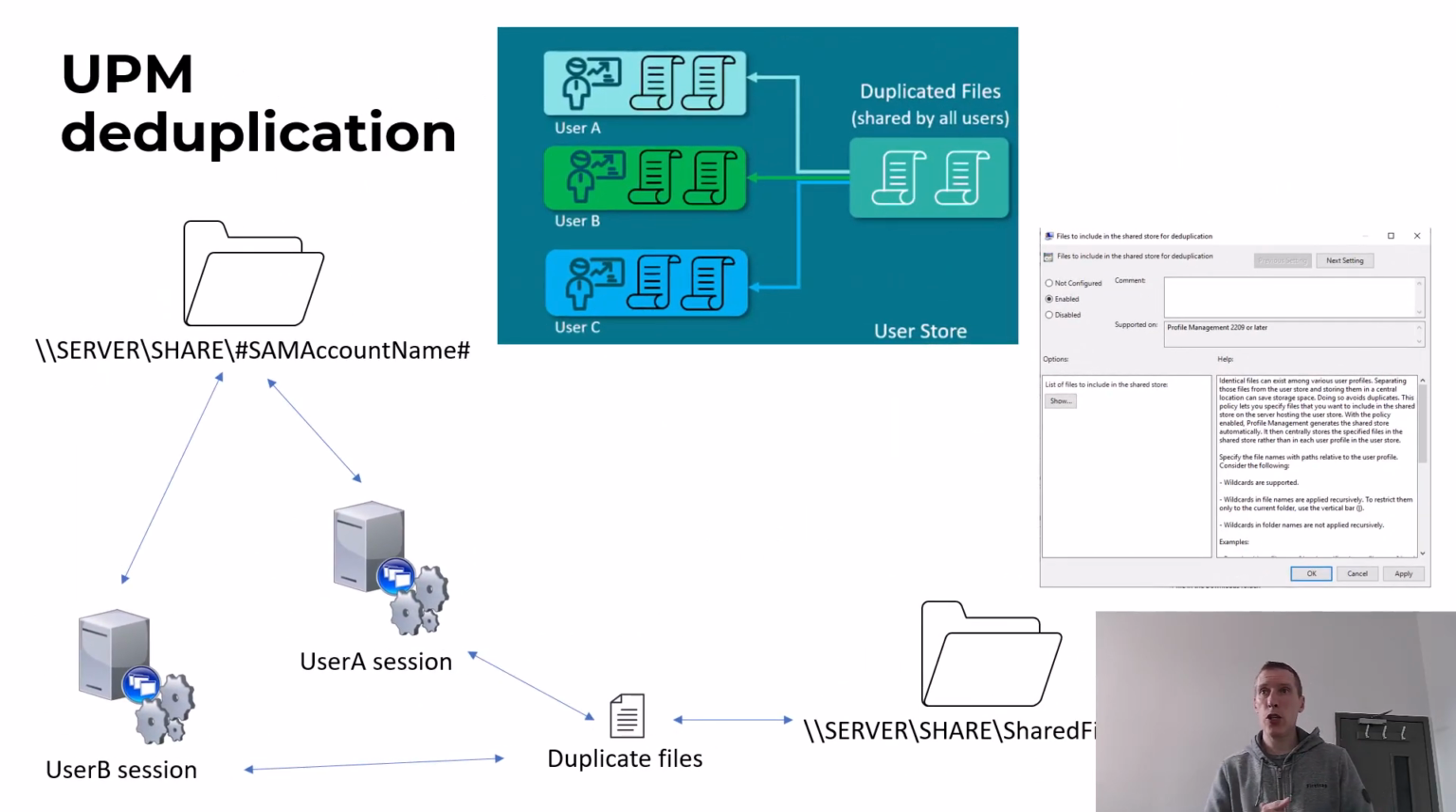It also has, in 2209 or later, the ability to do deduplication, right? So I was a little bit skeptical about this at first. I thought, how many duplicate files could there be in the profile of each user? But I know someone who deployed this. I haven't deployed it yet, and they saved around 52% of the capacity on the file share, which was astounding.